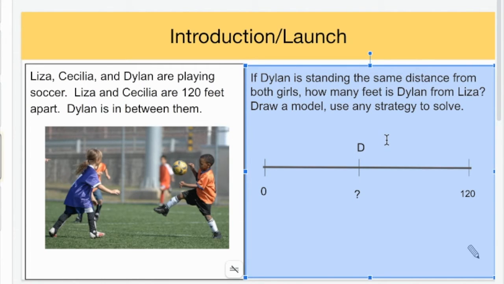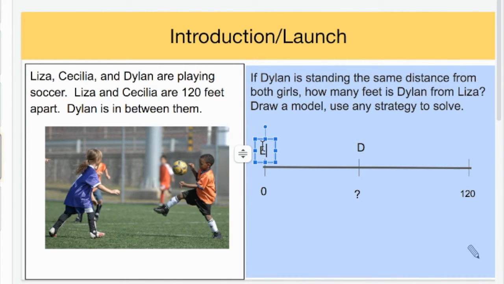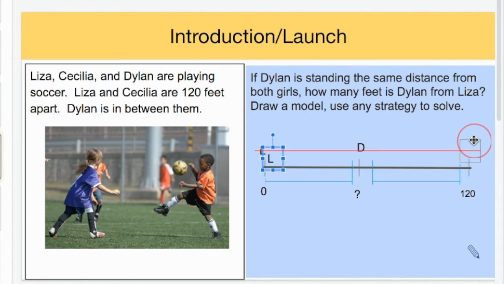Now, if he's standing between Liza and Cecilia, it doesn't really say which side, if it's on the left or on the right. It just says that Dylan is standing in between them. So the question is, how many feet is Dylan away from Liza? Now, we can put Liza or Cecilia at either side of the number line. Put Liza over here and Cecilia over here.